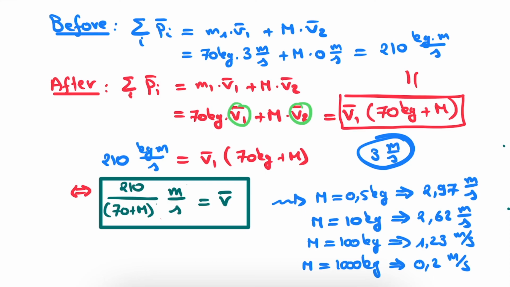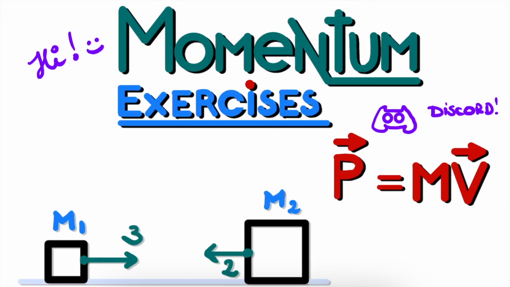And it is in this way that we can use conservation of momentum to calculate the final velocity of inelastic collisions. And this brings us to the end of this video.